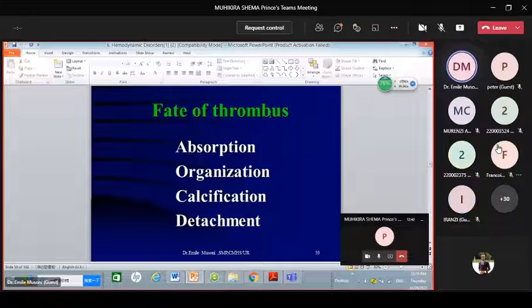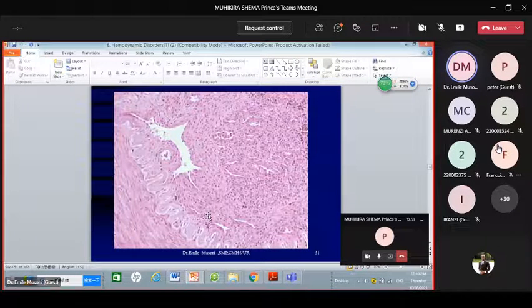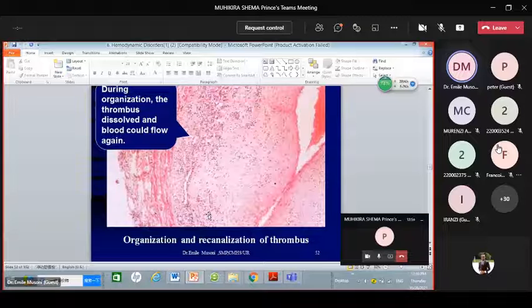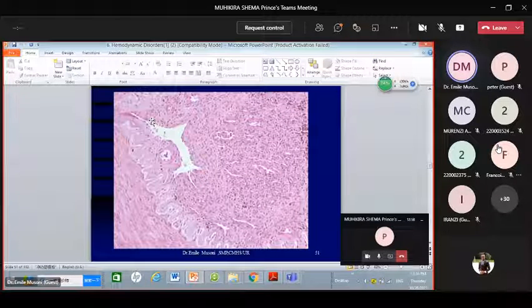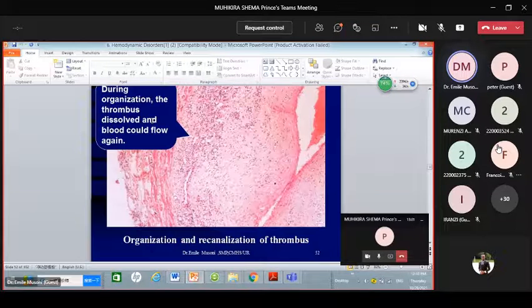Effect of the thrombus: there is absorption, organization, there can be calcification, and then detachment of that thrombus. In the case of absorption and organization of the thrombus, it dissolves and the blood could flow again.